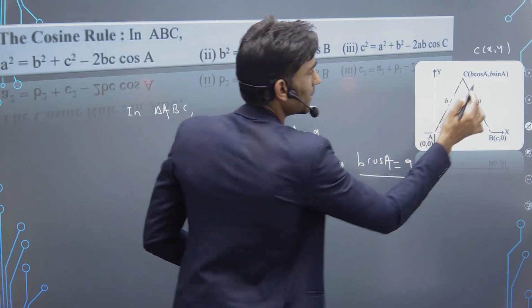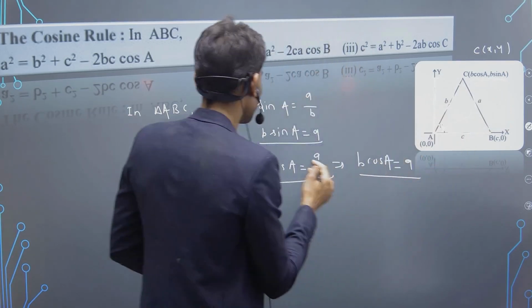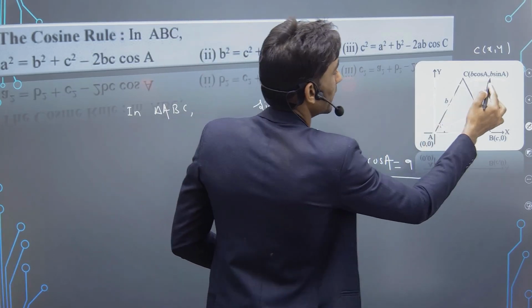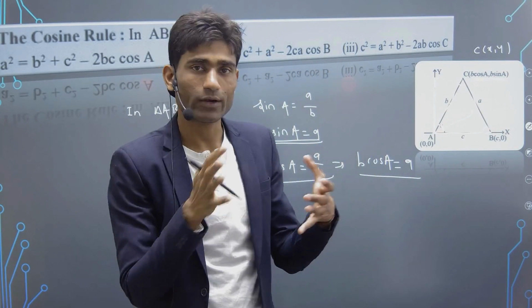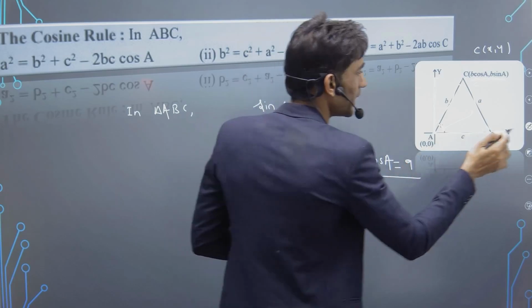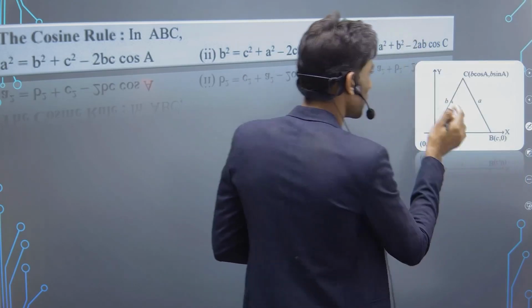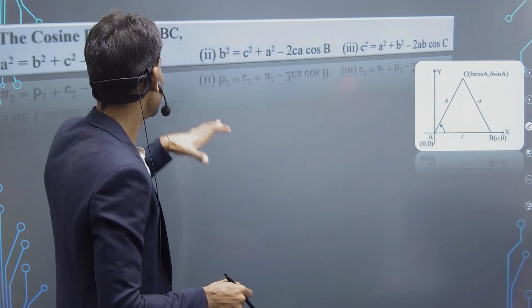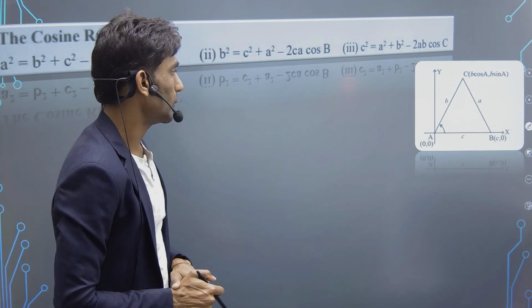Okay, so you can see that B cos A we got it here, and B sin A we got it here. So we got the coordinates for x and y. I hope you all have understood this coordinate. So we have to consider this coordinate for finding the proof of our cosine rule.